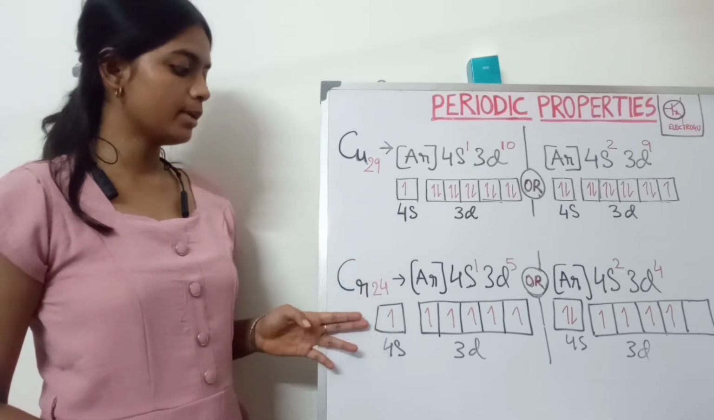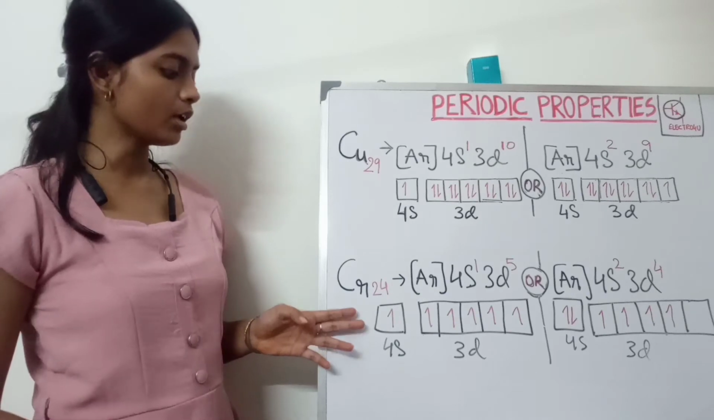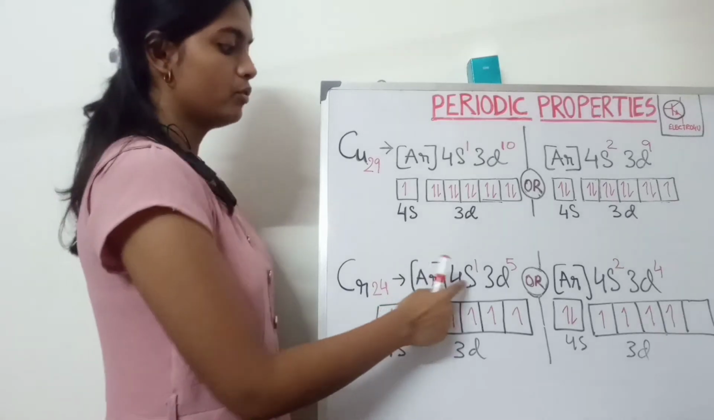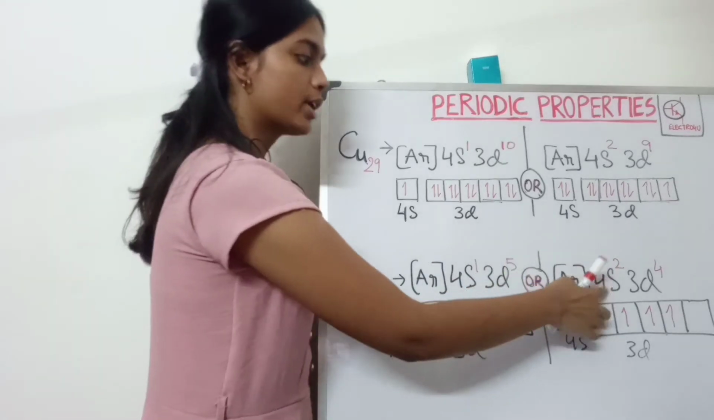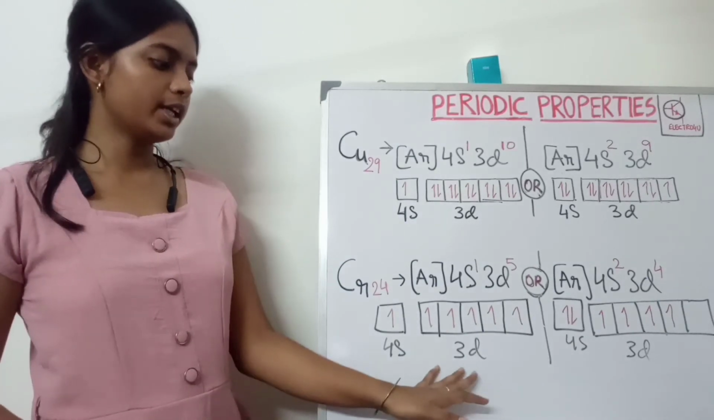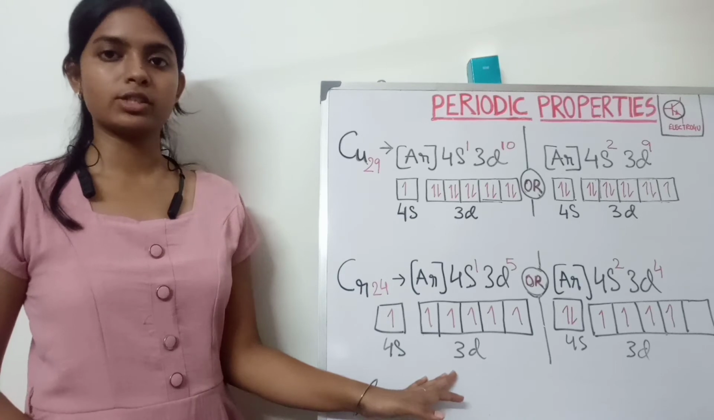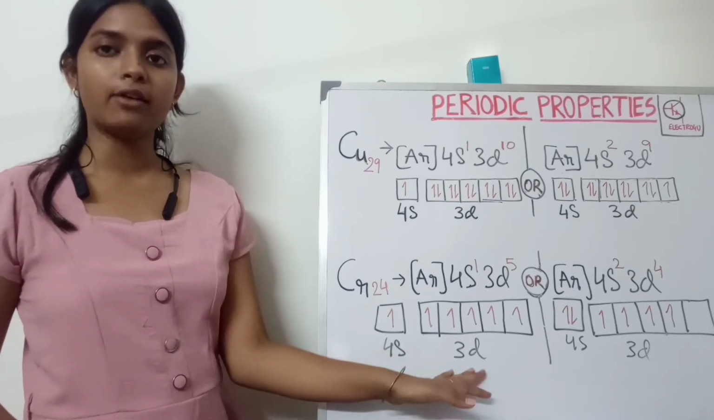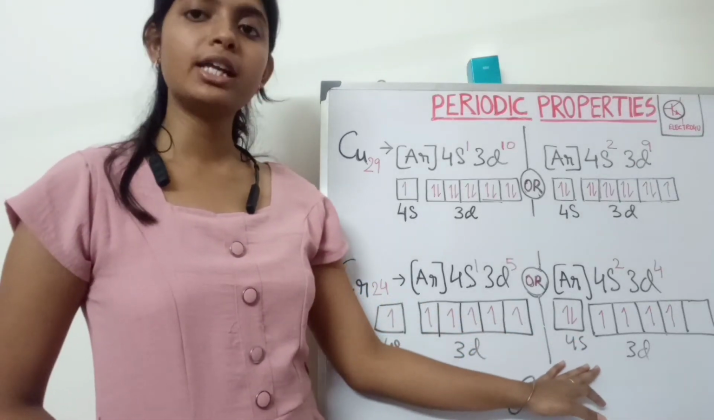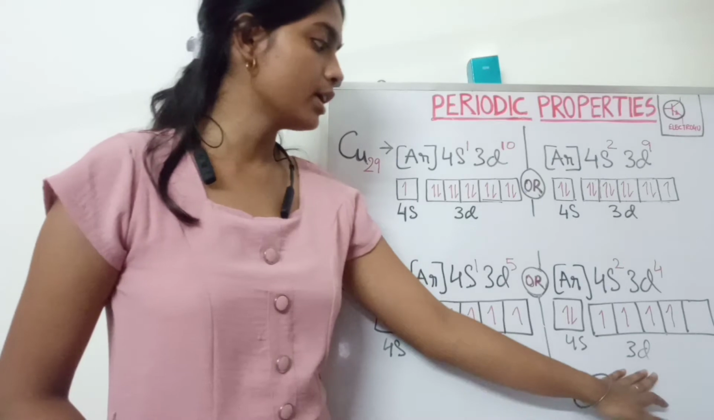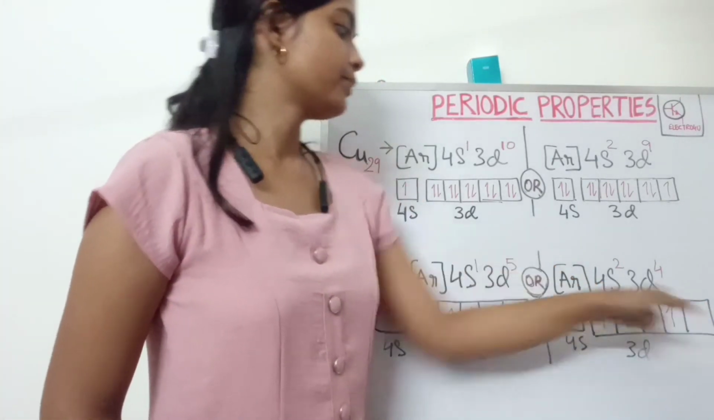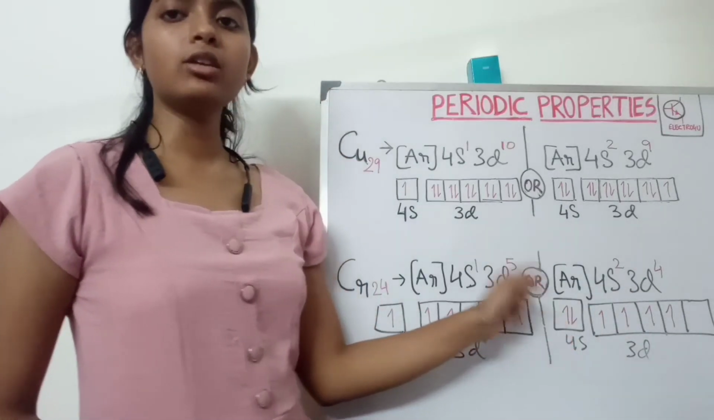Now similarly for chromium, the atomic number is 24. We can write it as argon 4s1 3d5 or argon 4s2 3d4. Here also the same case is there. In the first electronic configuration, 3d is exactly half filled and 4s is also exactly half filled. But here 4s is completely filled, and 3d is not exactly half filled. Actually one electron is missing here, and that electron is present in 4s.